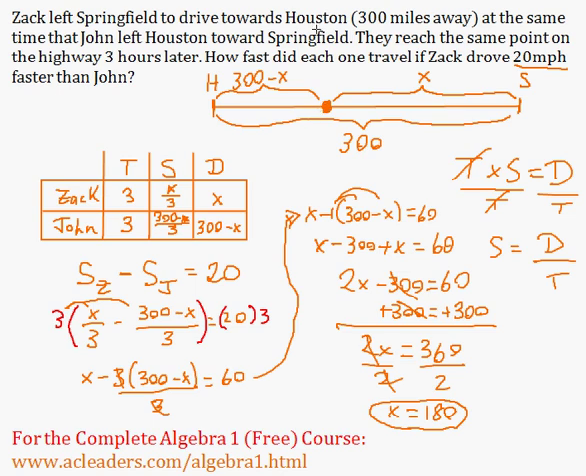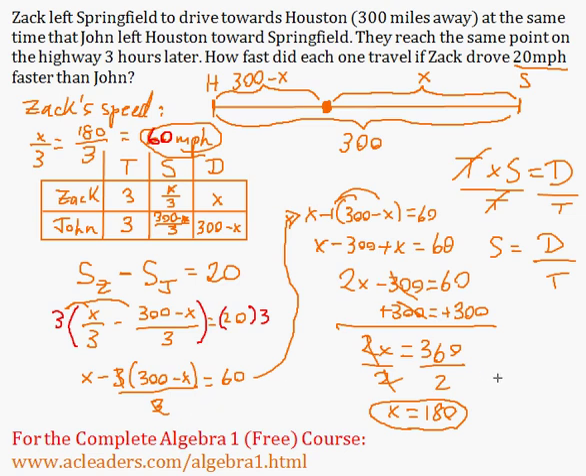Now the question is, how fast did each one travel? So what was their speed? Let's start with Zach's speed. So Zach's speed was x over 3. And x is just 180. So 180 over 3, that's just 60 miles an hour. That's it. Let me just make that more clear. 60 miles an hour. What about John's speed?